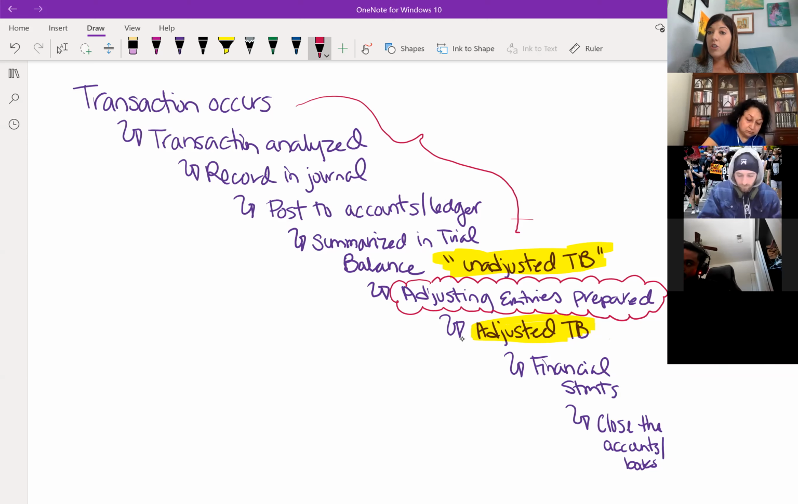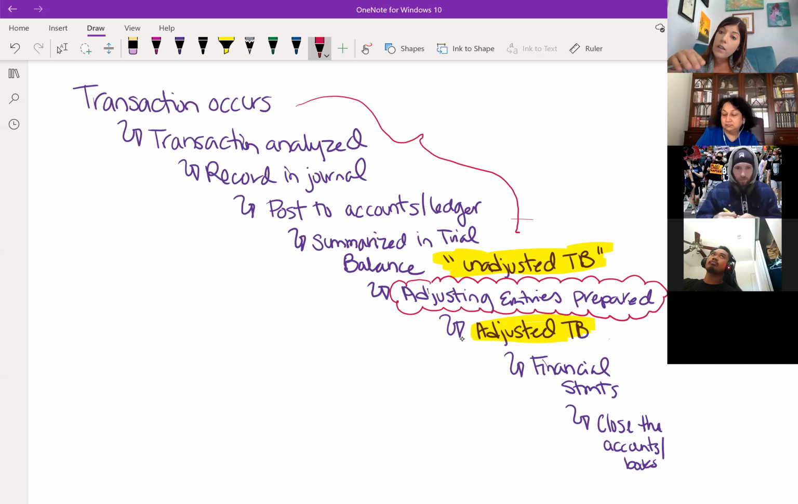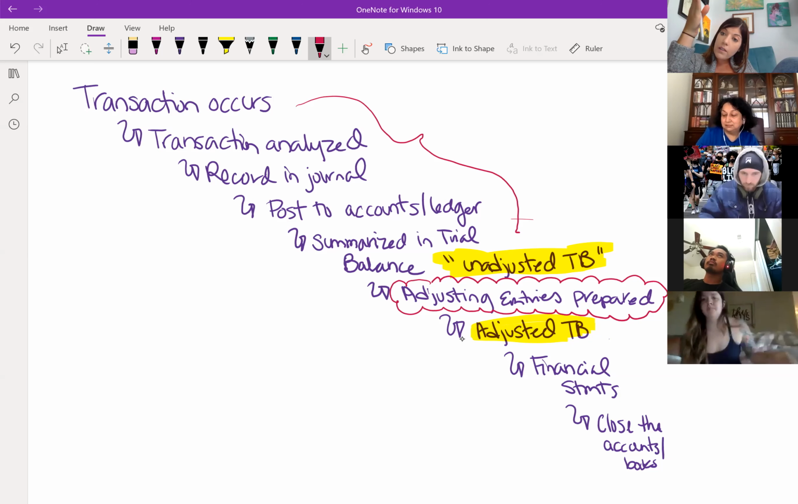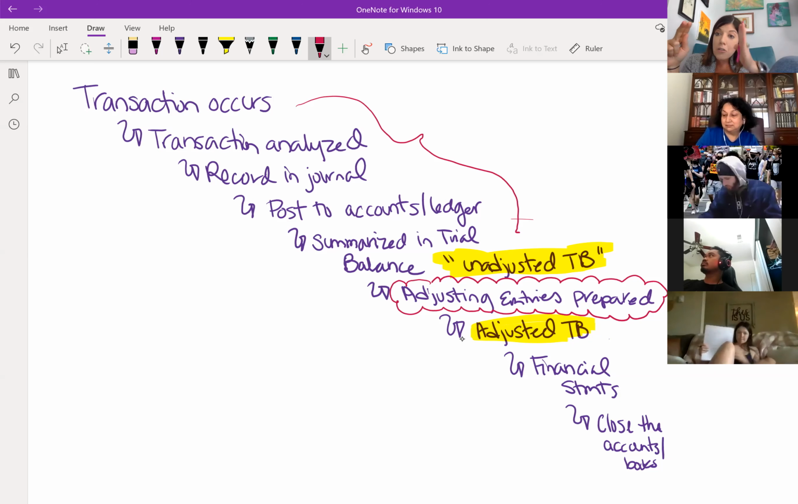So our unadjusted trial balance shows the beginning balance of some of these accounts. And then our adjusted trial balance is going to show the changes, our adjusting entries that we made, and then the adjusted balance of these accounts. If we don't have any adjusting entries, then the unadjusted balance is the same as the adjusted balance.